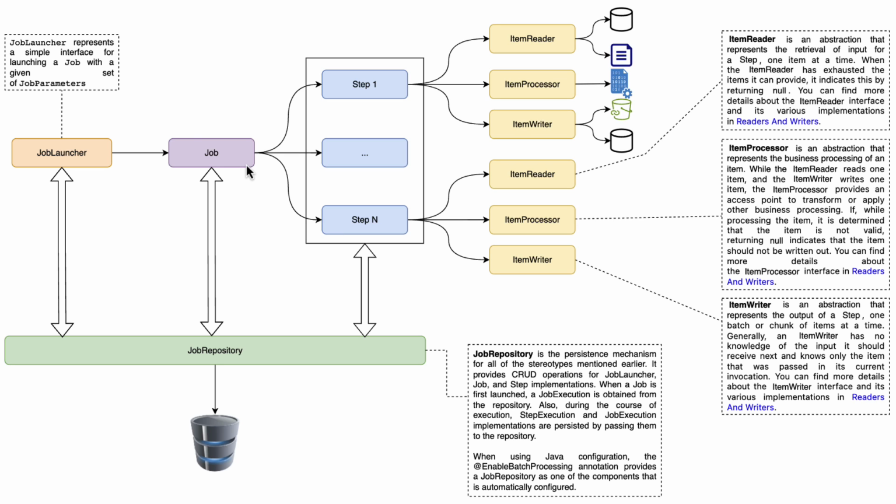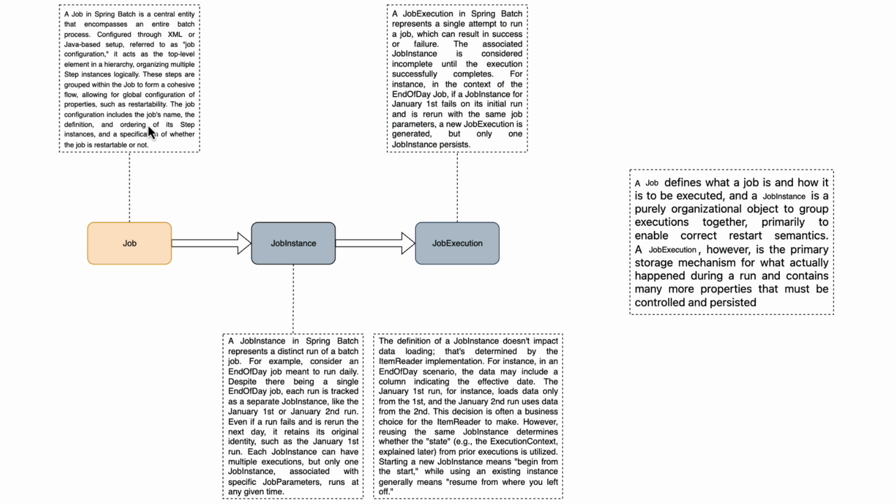Now let's move on and see how the job works. Now let's break down the job. So a job is simply a central entity that encompasses an entire batch process, configured through XML or Java-based configuration, referred to as job configuration. It acts as the top-level element in a hierarchy, organizing multiple step instances logically.